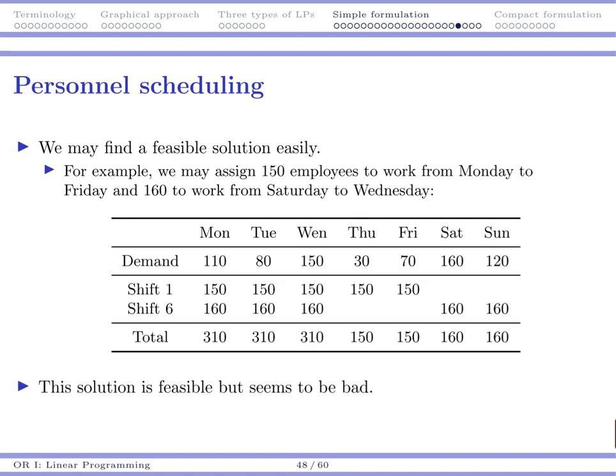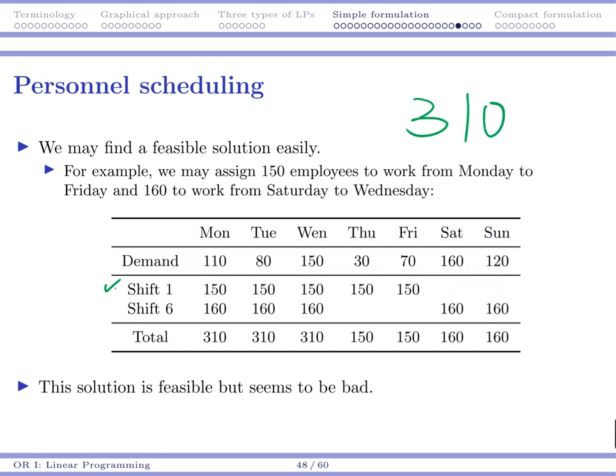Okay. So finding a feasible solution is not very difficult. For example, you may start to think about shift 1. If you want to hire some persons to work in shift 1, and the shift 1 is going to cover the first 5 days, right? So you may think, okay, I'm going to have 150 employees to work from Monday to Friday. Then you think about shift 6. For shift 6, now you need 160 to fulfill the demand for Saturday and Sunday. So altogether, you hire 310 persons.